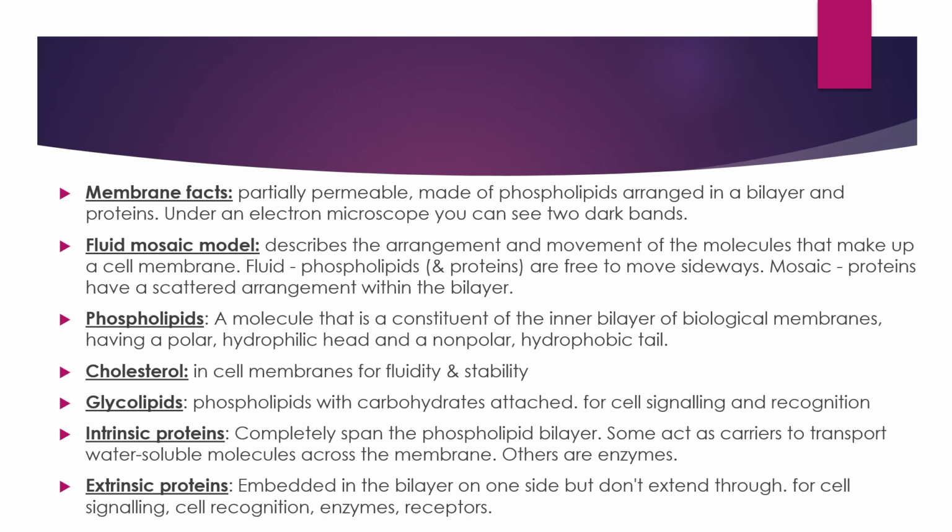Under an electron microscope, you can see two dark bands. The fluid mosaic model describes the arrangement and movement of the molecules that make up a cell membrane. Fluid: phospholipids and proteins are free to move sideways. Mosaic: proteins have a scattered arrangement within the bilayer.